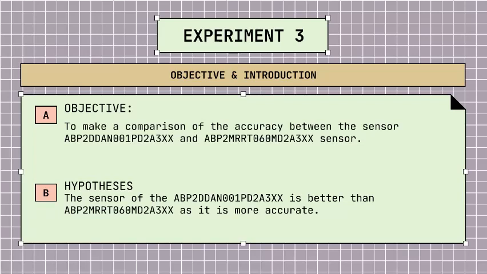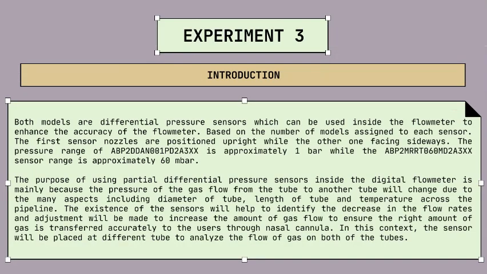In line with this, the reason why we propose this experiment is to create an accurate digital flow meter. Both models are differential pressure sensors, which can be used inside the flow meter to enhance its accuracy, which in this case is a digital flow meter.